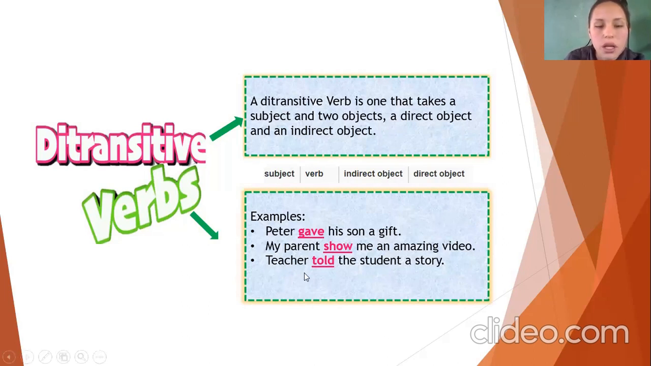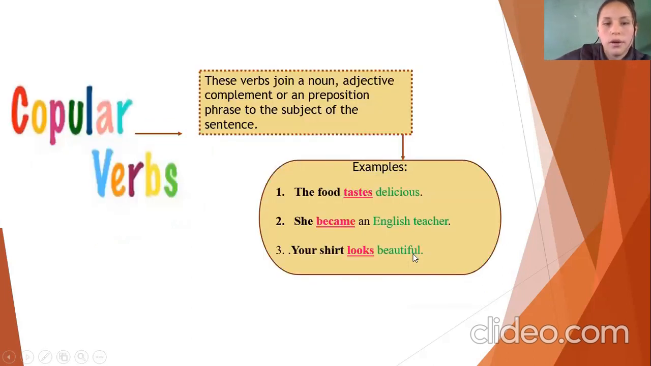The last example is teacher told the students a story. In this case, we follow the pattern of the ditransitive verbs. We have the subject, teacher, the verb, the indirect object, students, and the direct object, story. All of this in order to convey a clear message, of course.